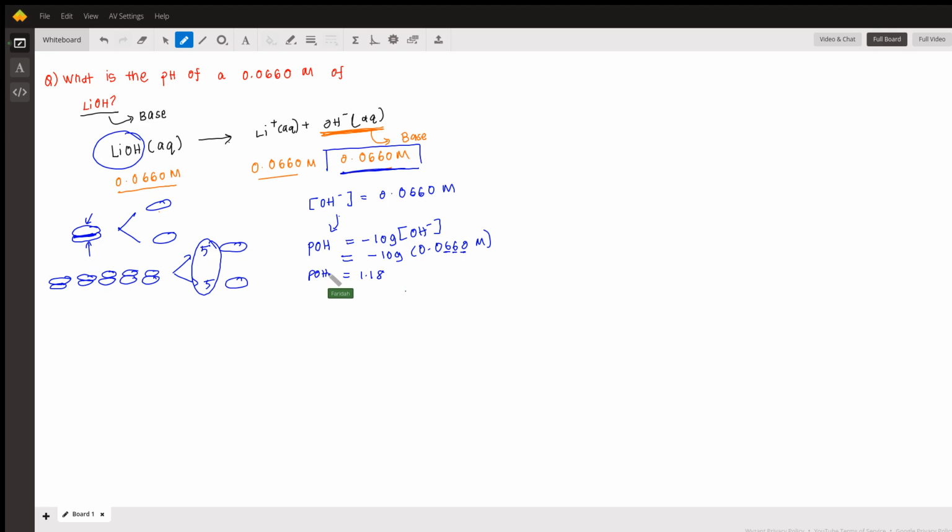But the question is not asking us about the pOH, is it? It's asking for the pH. So pH is going to be 14 minus pOH. In this case, 14 minus 1.18, and that's going to give you 12.81. So that is the pH of lithium hydroxide having a concentration of 0.0660.